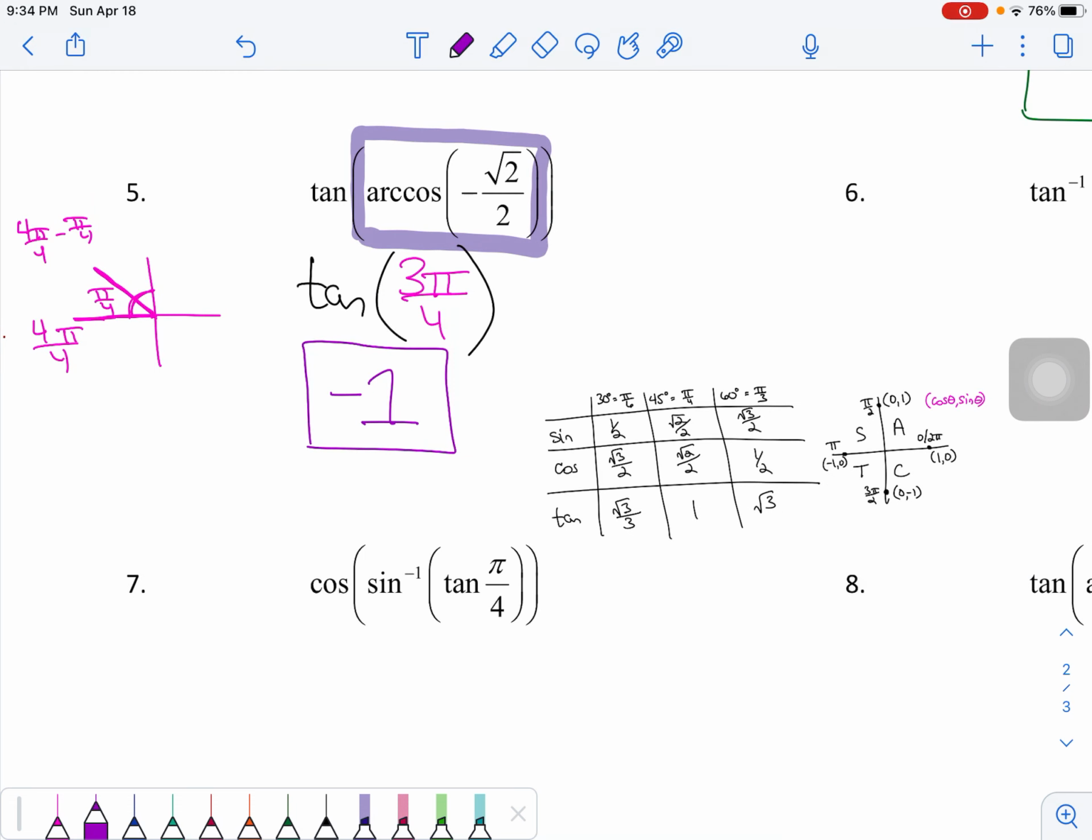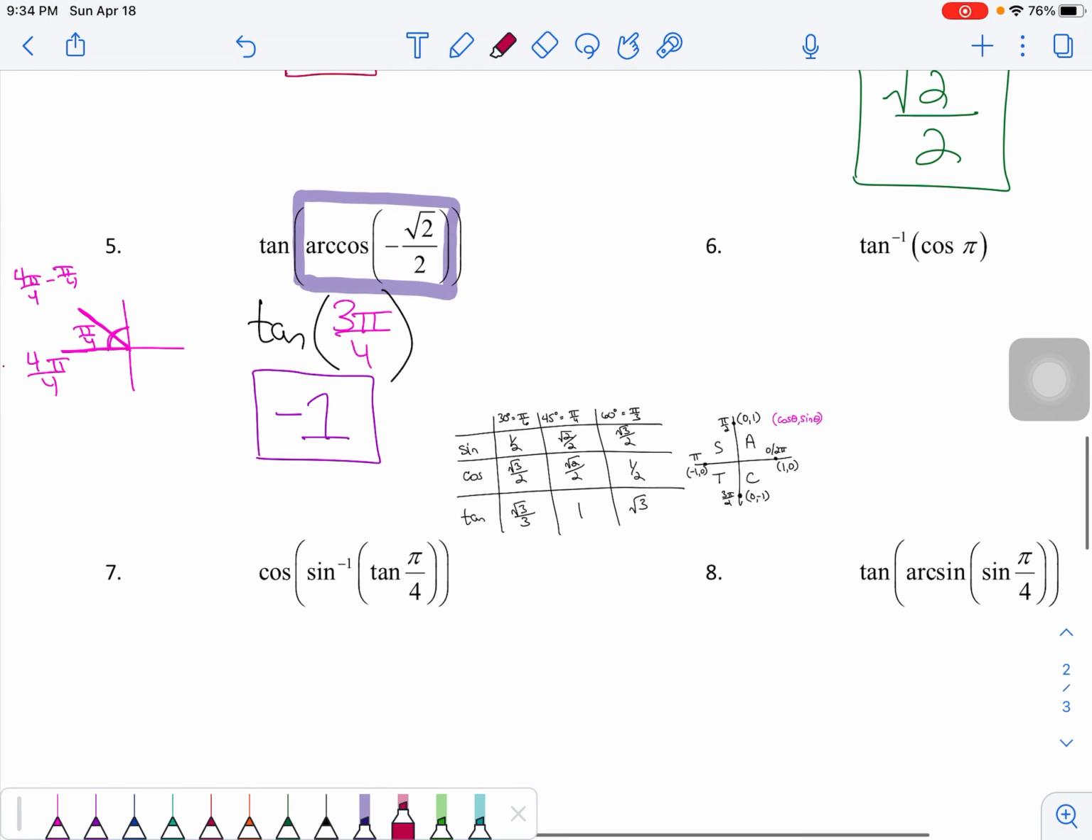All right, so be careful when you're dealing with negatives, because you have to pay attention to what quadrant you're in, or whether you're dealing with negatives or positives on the unit circle. So just be aware of that. So problem number 5, the answer is negative 1. All right, let's see what number 6 is.